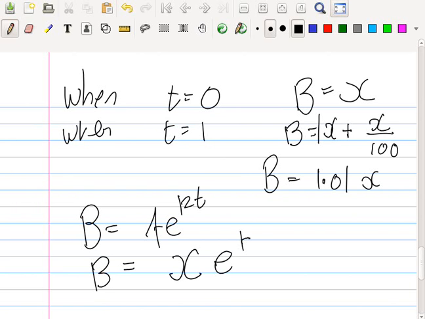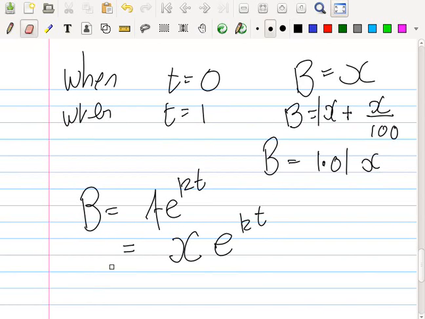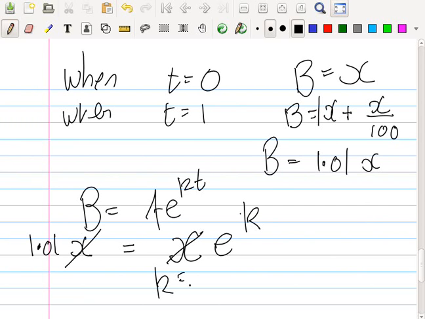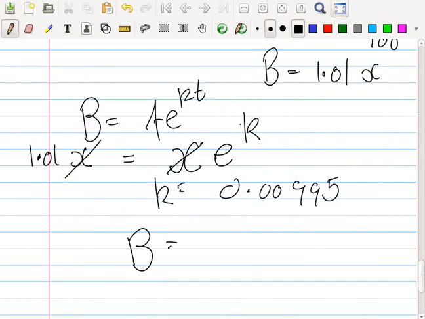Alright, now let's calculate the K here. After 1 month, what's the t? 1. And what's the balance after 1 month? 1.01x. And you can see actually the x was not important because they cancel. So K is log 1.01, which is 0.00995. Is that right? Okay. So now we have bank balance equals x e to the power of 0.00995t.